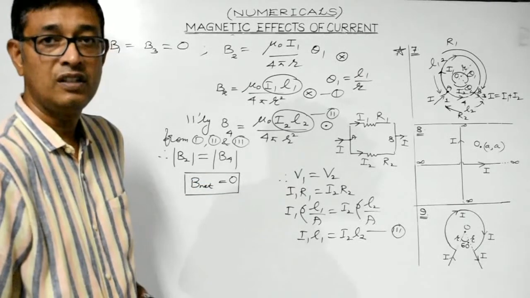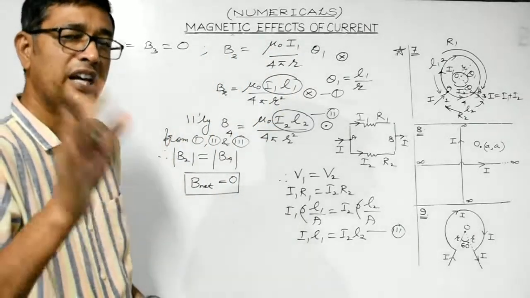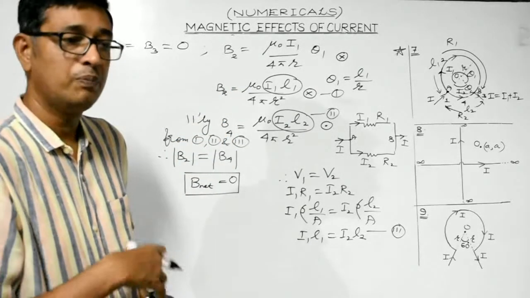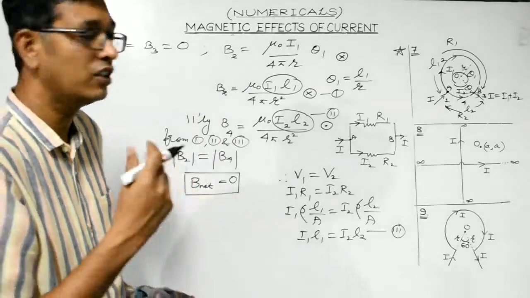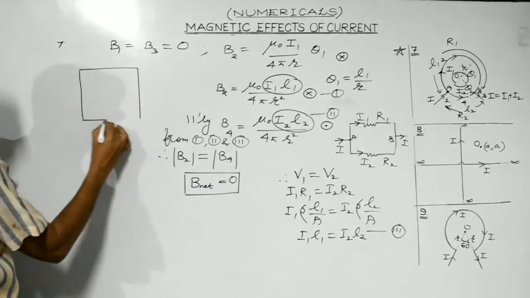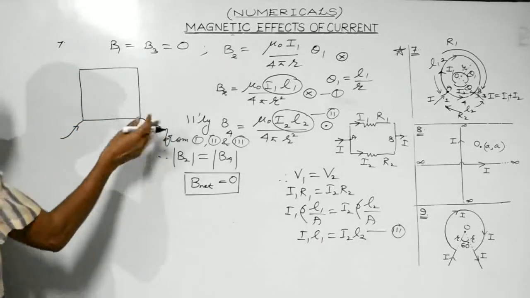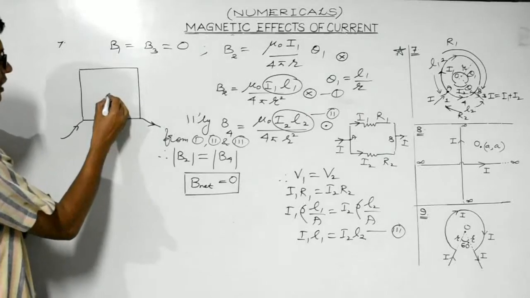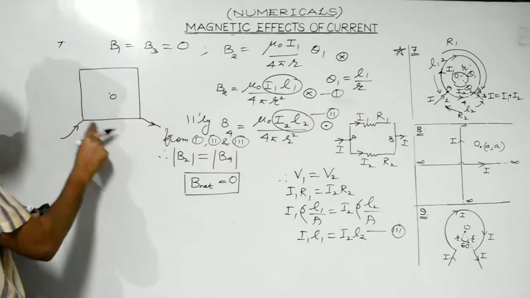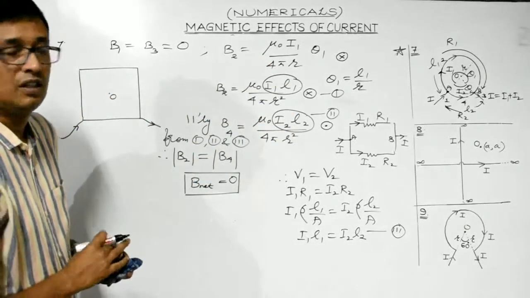Clear, students? And this concept is valid not only for circular loop, it's valid for any loop of any shape, be it a square shape or be the loop in a triangular shape, like this. This is suppose a square loop, and current is entering on one side and the current is leaving the other corner. So the net magnetic field at the center, due to this square current carrying loop, would be 0 using the same concept.